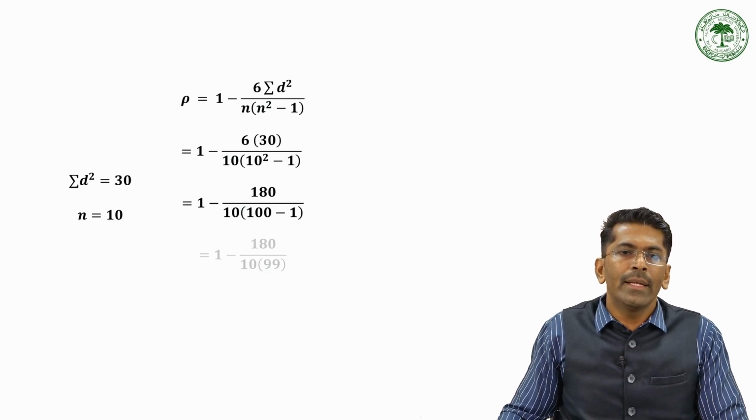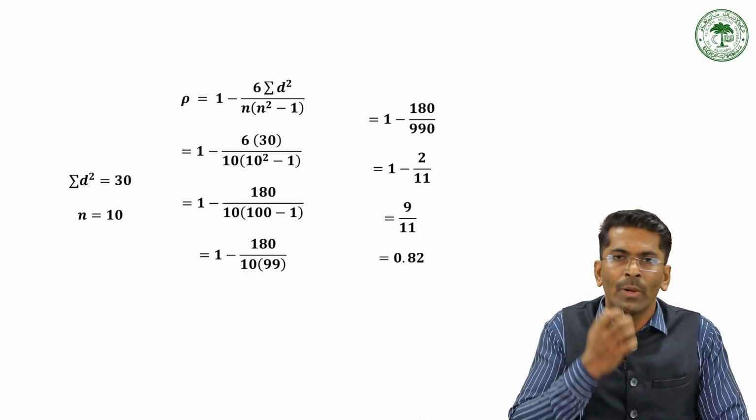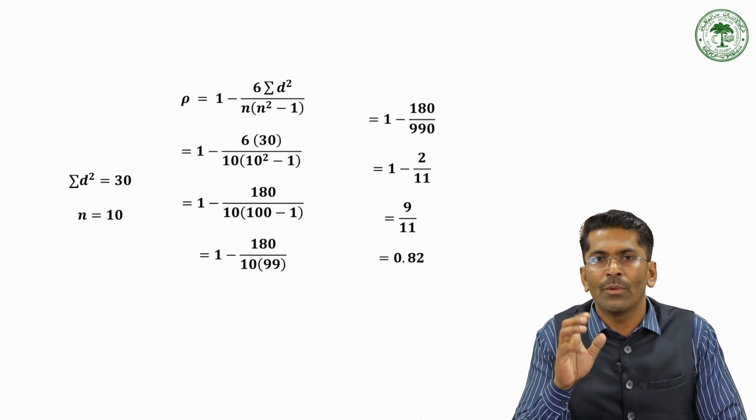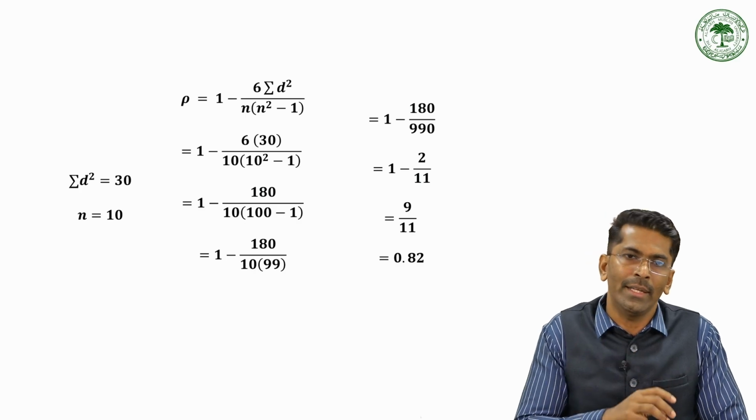Then 100 minus 1, which is equal to 99, into 10, which is equal to 990. Then 1 minus 180 divided by 990. So the ratio of these two terms is 2 by 11. So 1 minus 2 by 11 is equal to 9 by 11. And accordingly, the value of correlation is equal to 0.82. That means there exists a strong positive correlation between the advertisement cost as well as the sales activities.